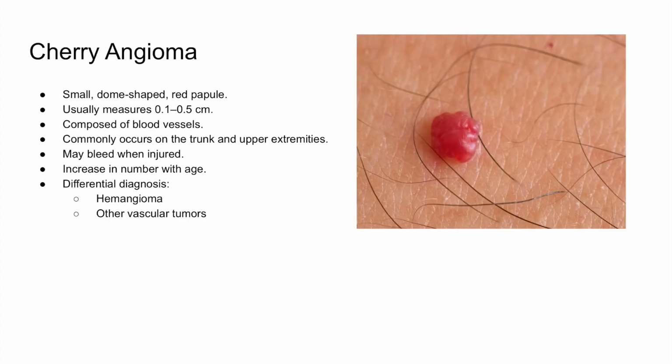All right, so cherry angiomas are benign vascular lesions that appear as a small, smooth, dome-shaped red papule. These lesions are usually only a few millimeters across and are most commonly found on the trunk and the proximal extremities.